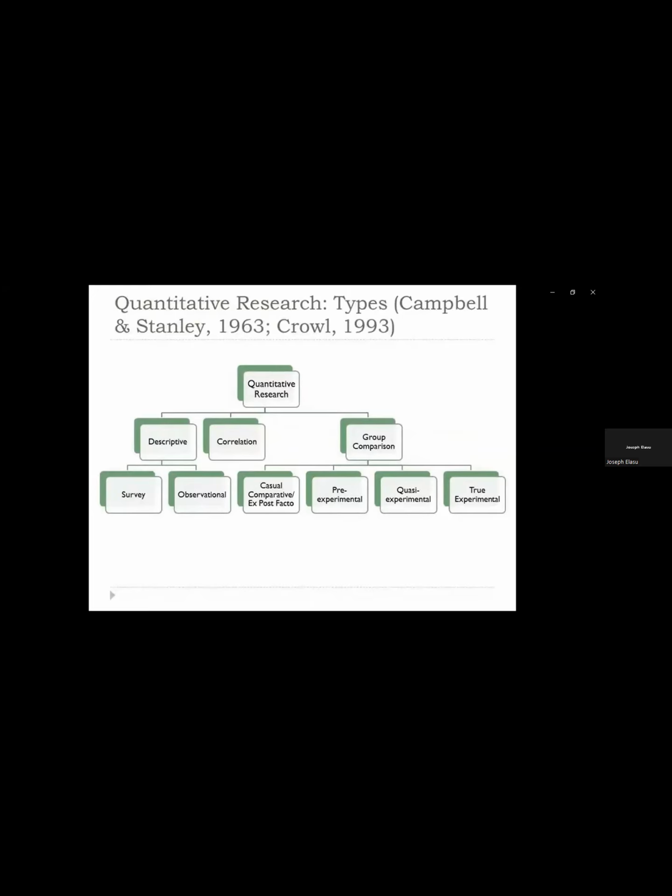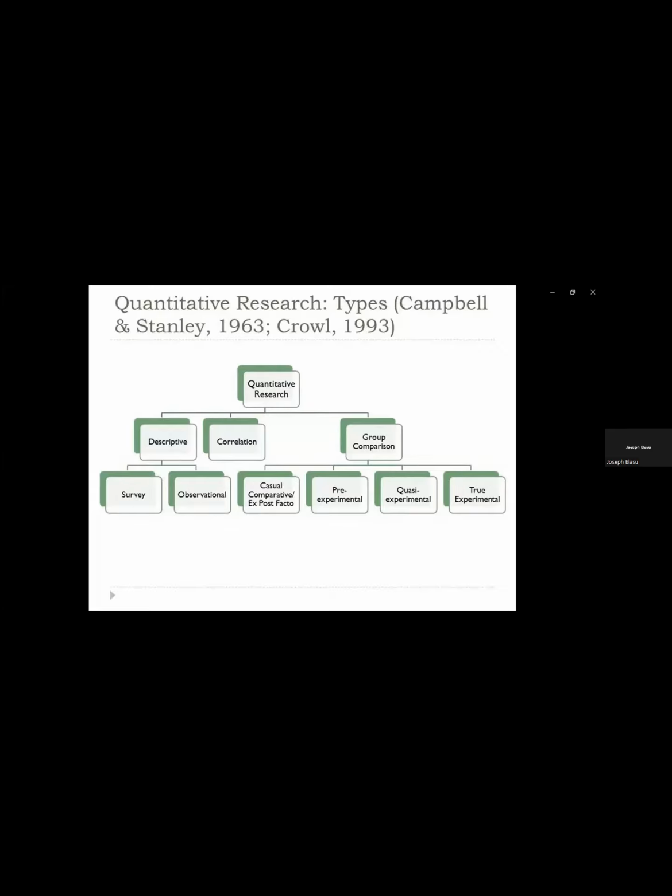But here we're only going to talk about quantitative research design with the assumption that you've chosen a quantitative design for your study. Now, there are numerous quantitative research designs, too numerous to really cover here. So we're going to focus our attention primarily on the major designs proposed by Campbell and Stanley in 1963 and Kroll in 1993. They say that there are three primary categories of studies. There's descriptive studies, and descriptive studies are done when a researcher wants to know what is.